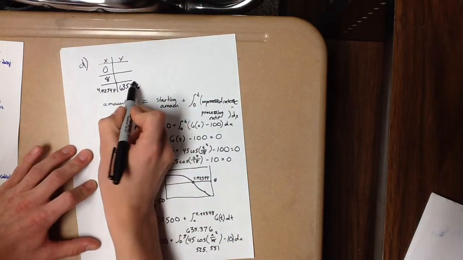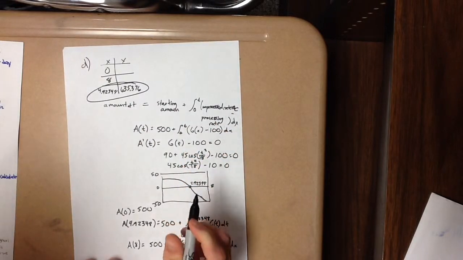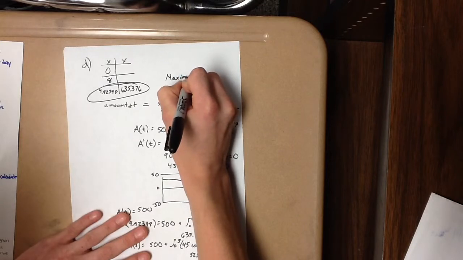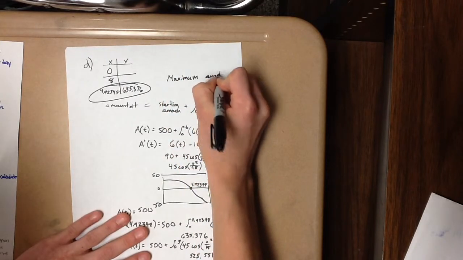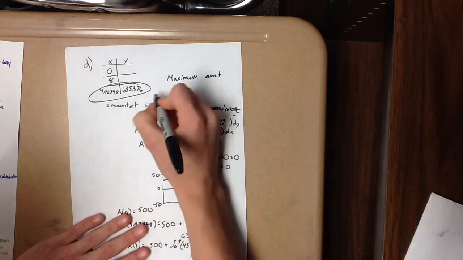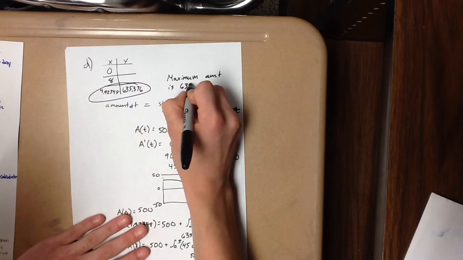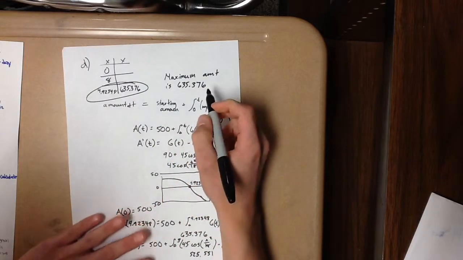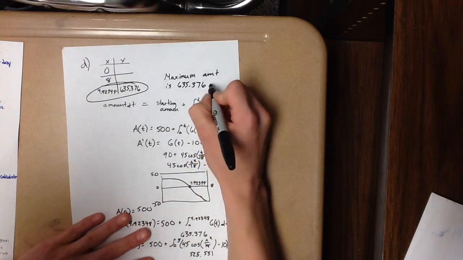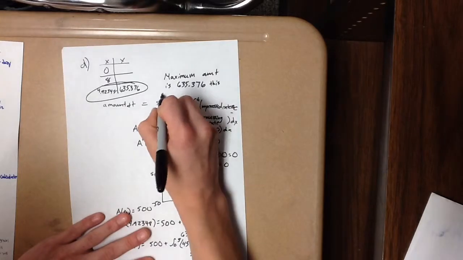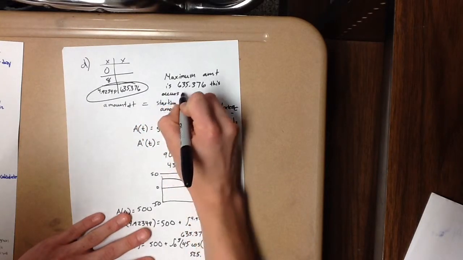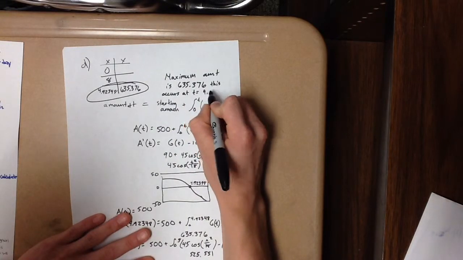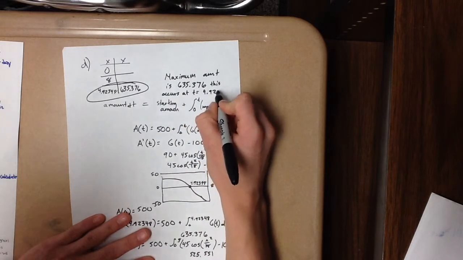And so with that, you get 635.376, and that's the maximum right there. So the maximum amount of unprocessed gravel is 635.376, and this occurs at t equal to 4.923.